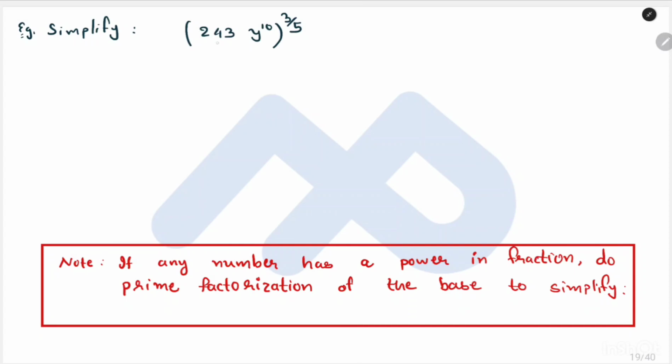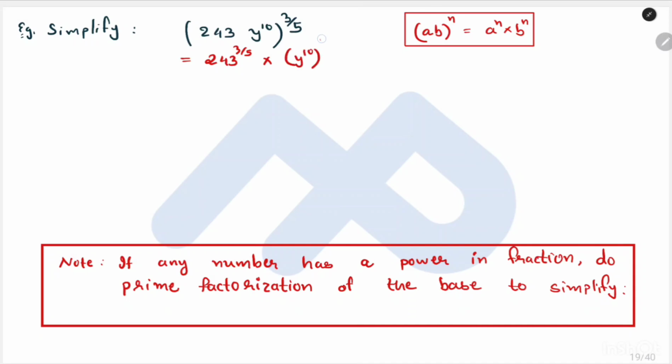I'll show you how. See here, first of all, 243 and y raised to 10 both have the same common power 3 by 5, and we have one indices rule that whenever there is a common power in multiplication, you can give them separate powers, which I have already listed in the laws of indices. So I'm applying that first. So 243 to the power 3 by 5 into y raised to 10 to the power 3 by 5.